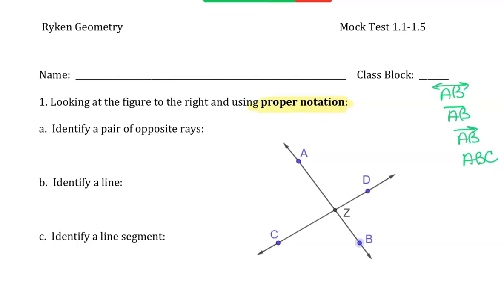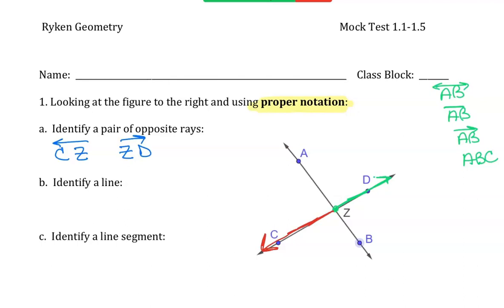Identify a pair of opposite rays. Okay, so when they want opposite rays, pick a line. I'm looking at this ray right here in green, and its opposite, we'll make it in red, is going this way. So what do you know? They have Z as their endpoint. So you're going to say the opposite rays are CZ, where is the arrowhead? Close to the C. And ZD, where is the arrowhead? Close to the D.